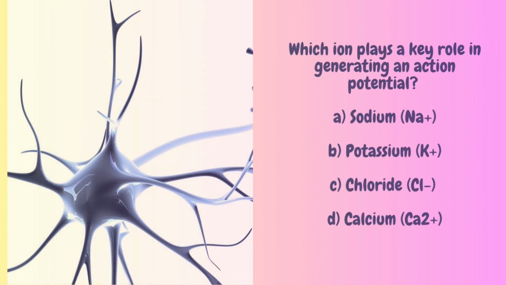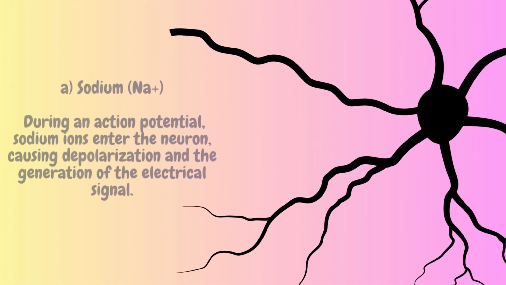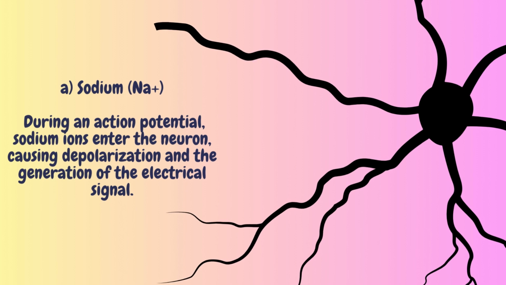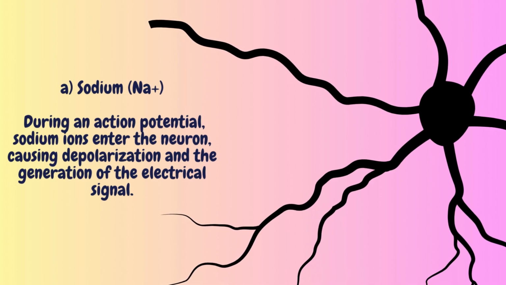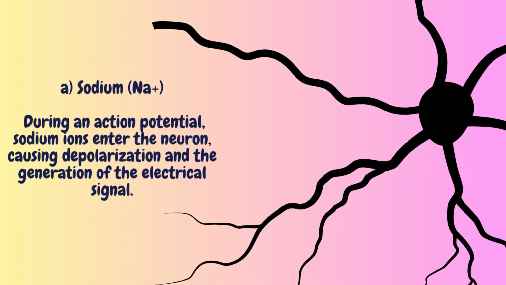Which ion plays a key role in generating an action potential? A. Sodium. B. Potassium. C. Chloride. D. Calcium. A. Sodium. During an action potential, sodium ions enter the neuron, causing depolarization and the generation of the electrical signal.